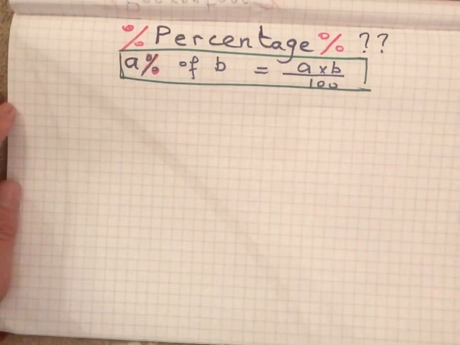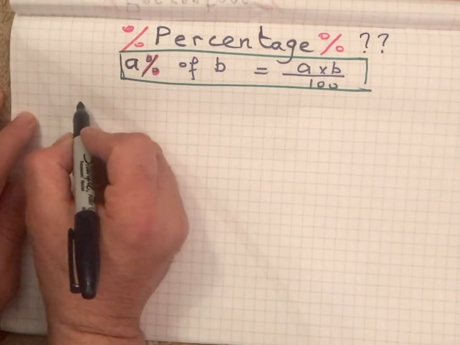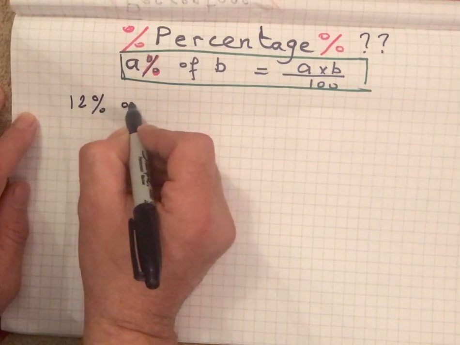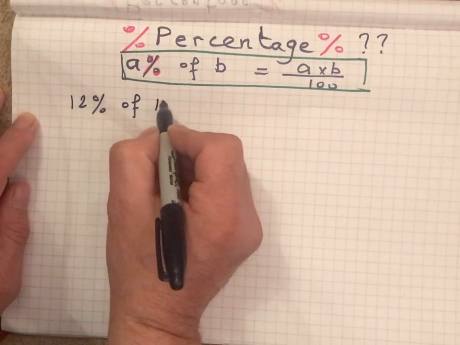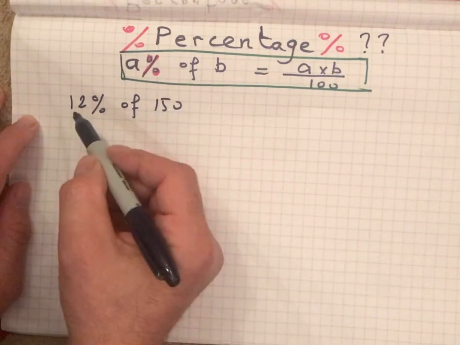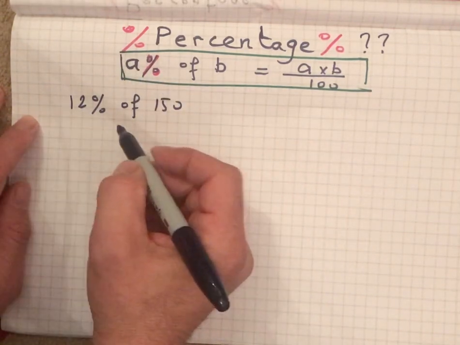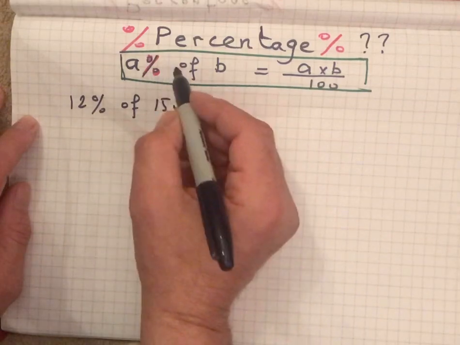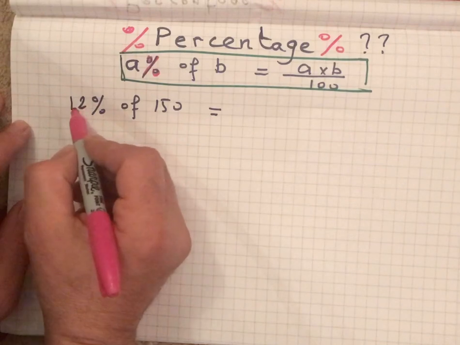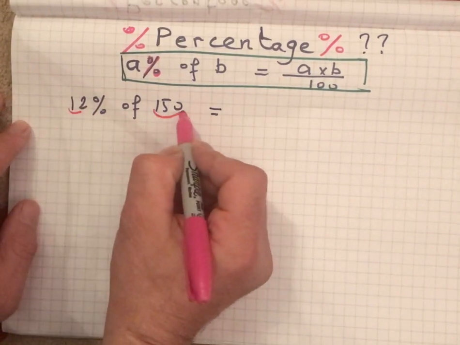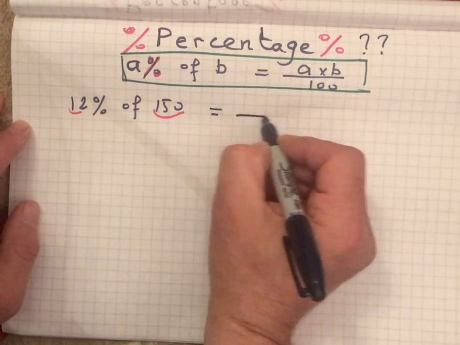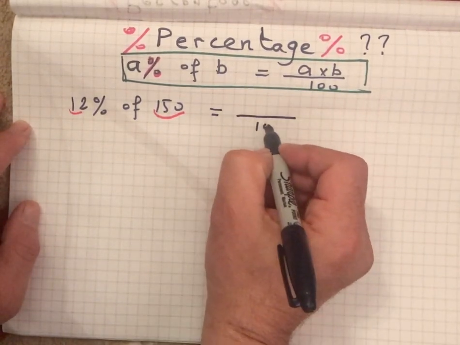I will give an example. Let's say 12% of 150. There is a discount on something that costs 150, by 12%. What is this 12%? To apply the formula, this number and this number, I need them. Then I need an extra 100. I will come here and put a line, 100 here.